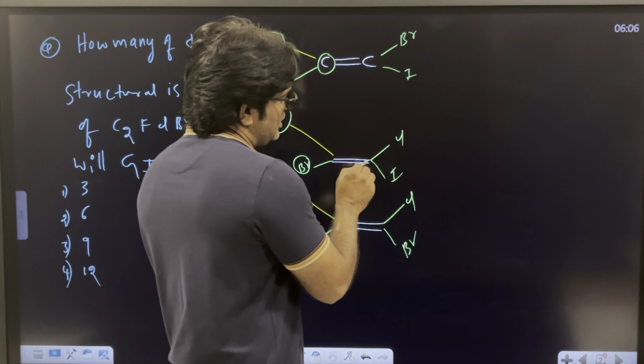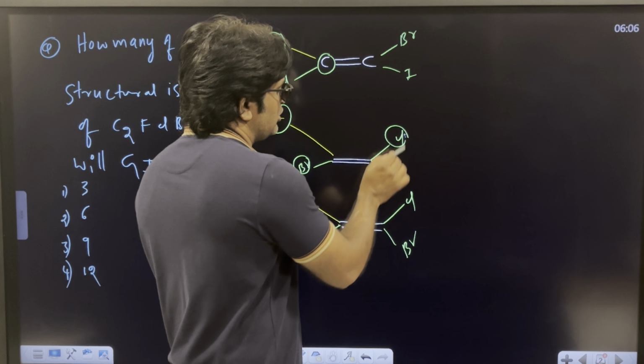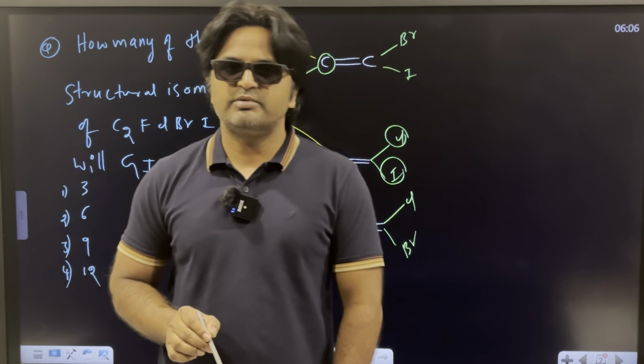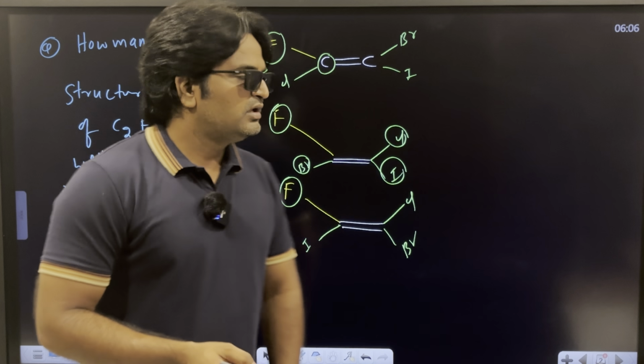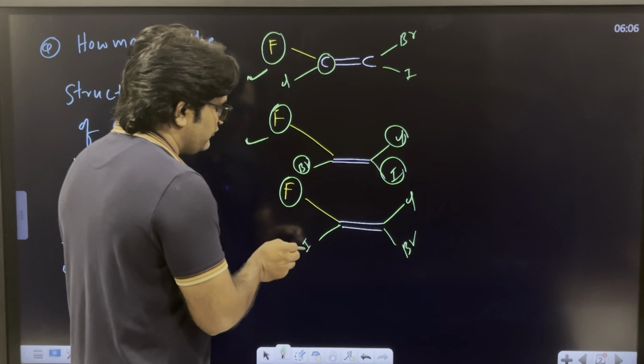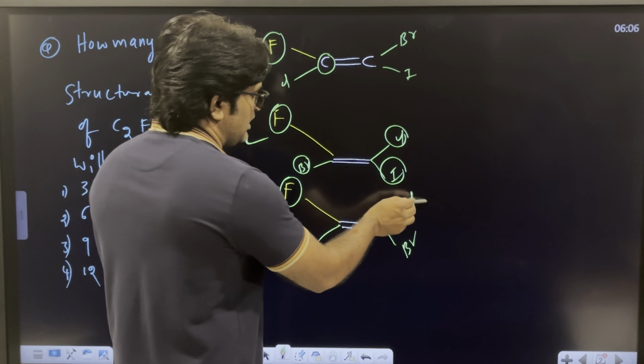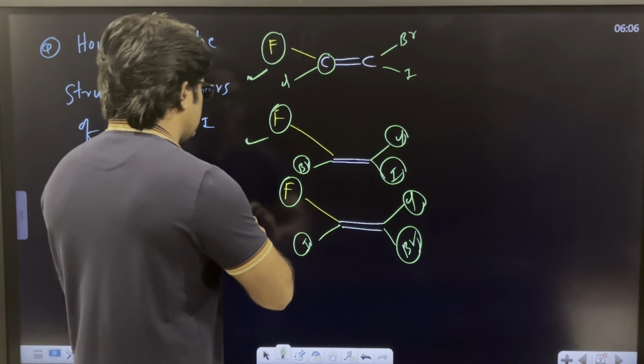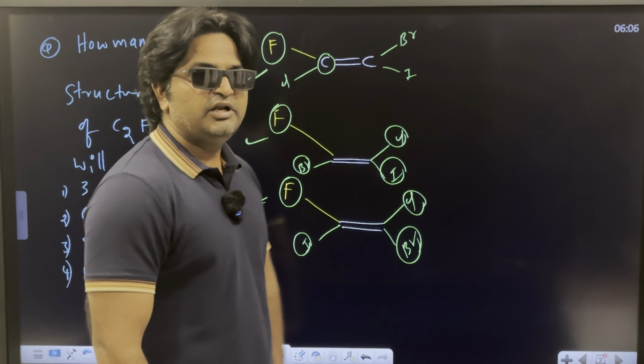And come to the next carbon atom. Here chlorine and iodine atoms are present. These are also different, right? This molecule also shows geometrical isomerism. Like that, here fluorine and iodine are connected, and chlorine and bromine are connected. Yes, this molecule also shows geometrical isomerism.